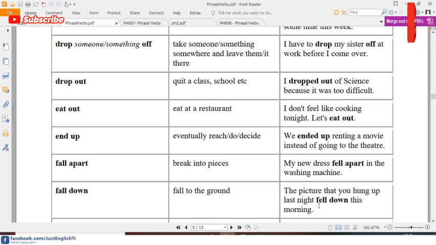Okay guys, we will continue with the second part. We will continue with phrasal verbs in our second part. At the moment we are having a 15 minute break, and after the break we will be here again.